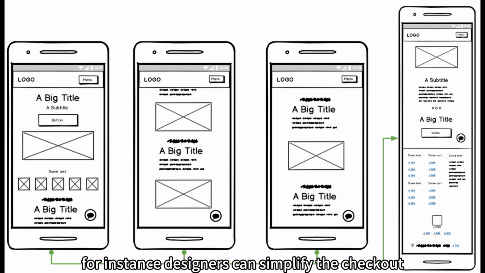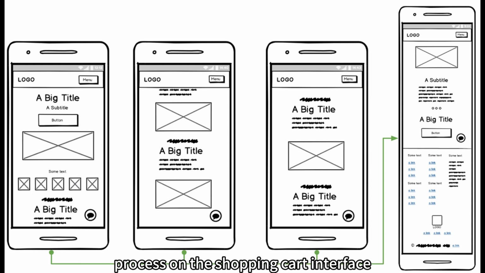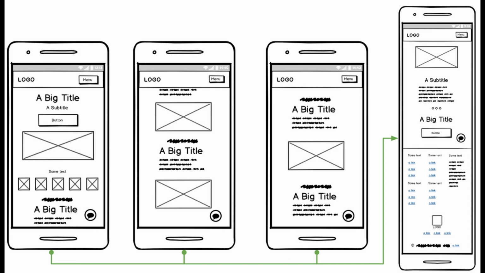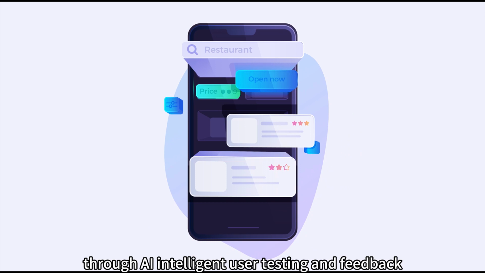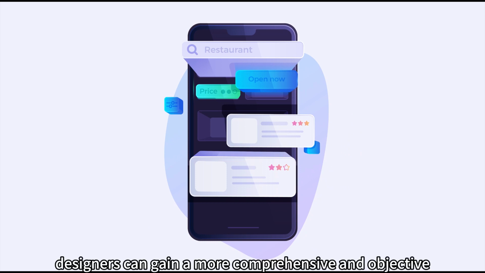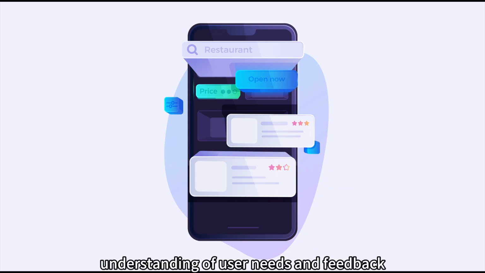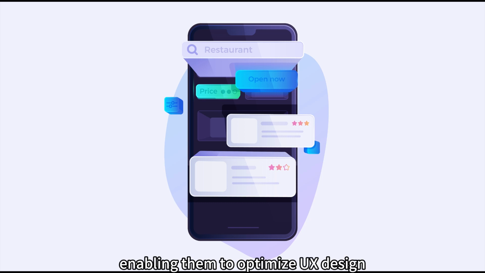For instance, designers can simplify the checkout process on the shopping cart interface, provide clearer operation guidance, or add visual cues to a specific feature. Through AI Intelligent User Testing and Feedback, designers can gain a more comprehensive and objective understanding of user needs and feedback, enabling them to optimize UX design.